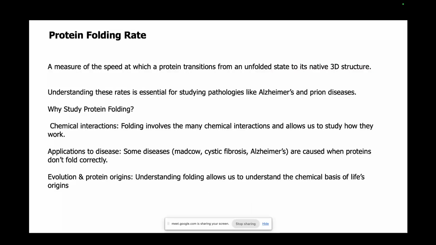So the first concept comes from protein folding rate, right? I hope all of you can hear me. Please let me know if my voice is not audible. There's some background noise here as well. Okay, first we're going to talk about protein folding rate, right?